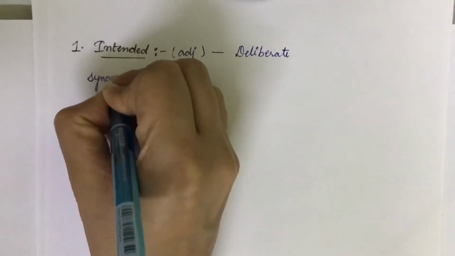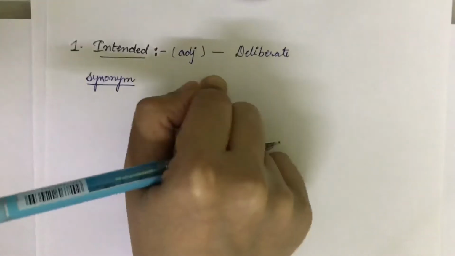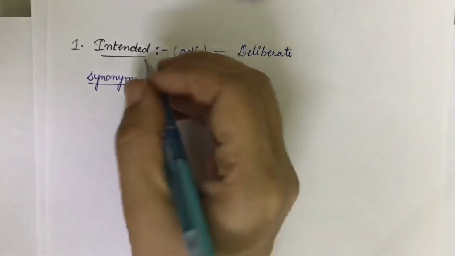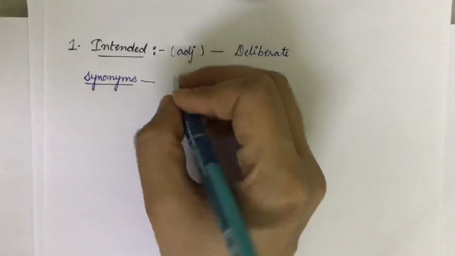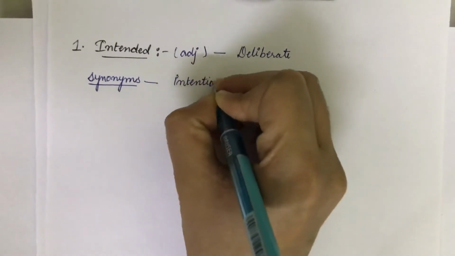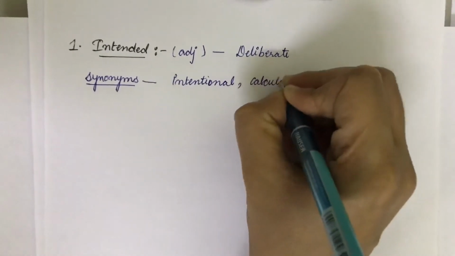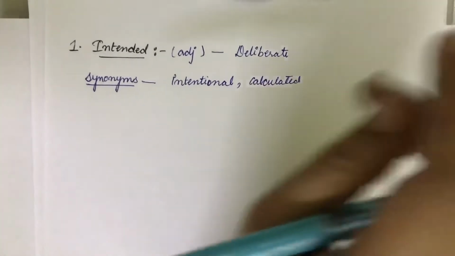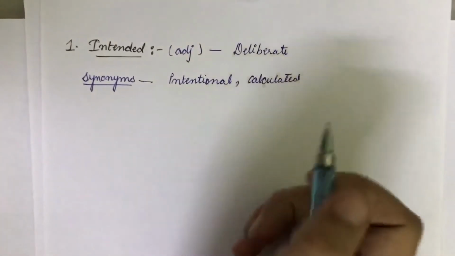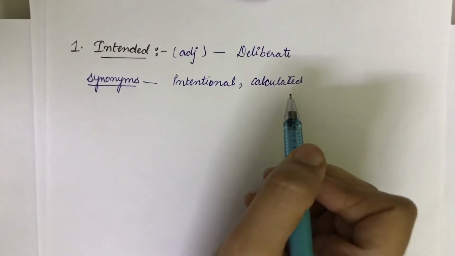So what does the word synonym mean? Some word that has a similar meaning to the given word. Okay, so what are the synonyms of intended? They are intentional and calculated. Okay, so if you want to use the word intended somewhere, you can use these three words as well, that is deliberate, intentional, and calculated.